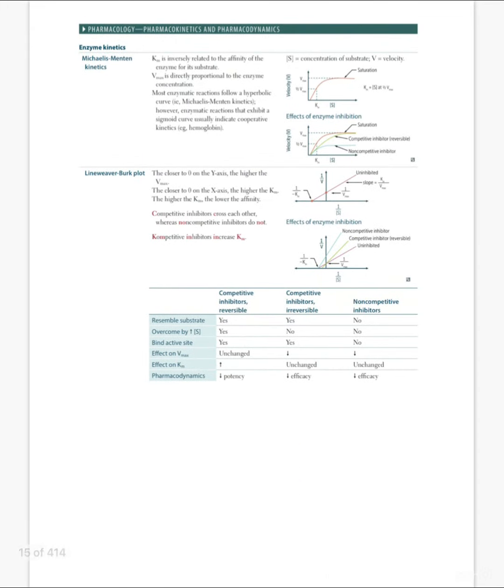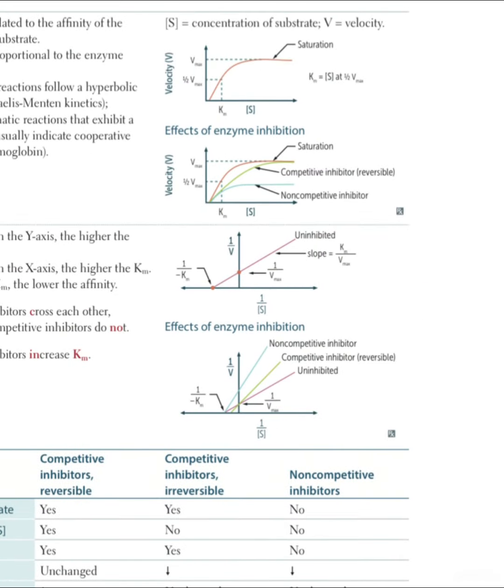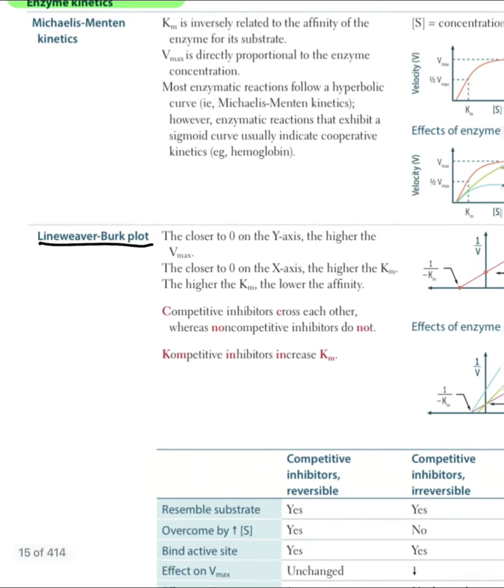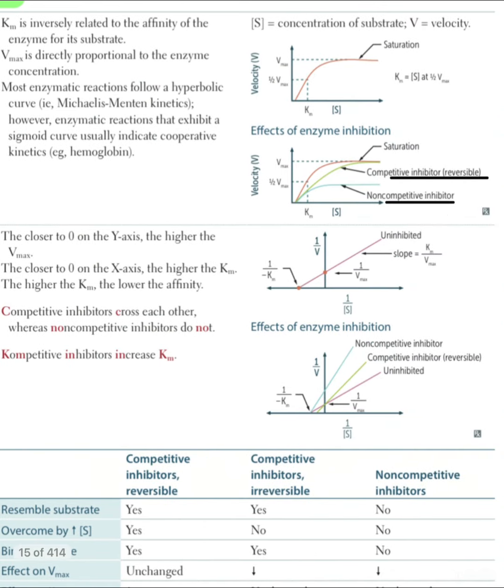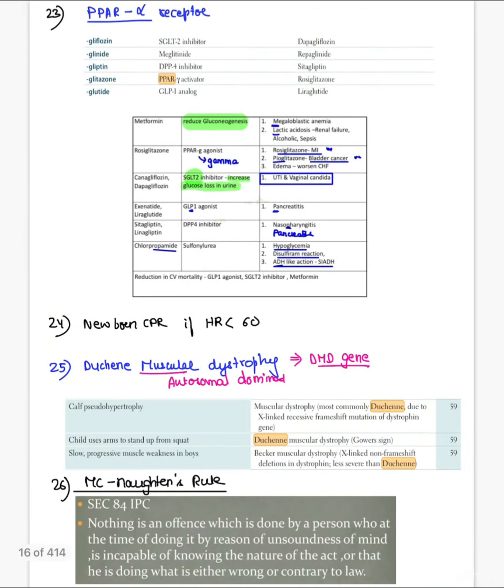So see, this was the same graph that we did from our First Aid book, when we talked about competitive and non-competitive inhibition. Have a look at the graph, guys. For this Lineweaver-Burk plot, I said it's very easy to identify: the one which crosses, the uninhibited one, is the competitive one. Non-competitive does not cross. That is very easy, guys, than this question.